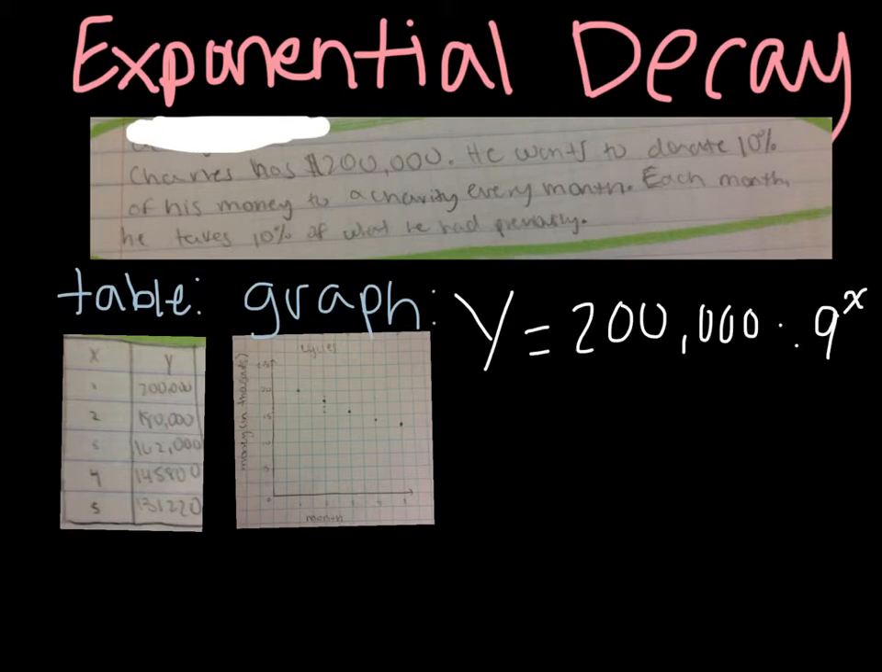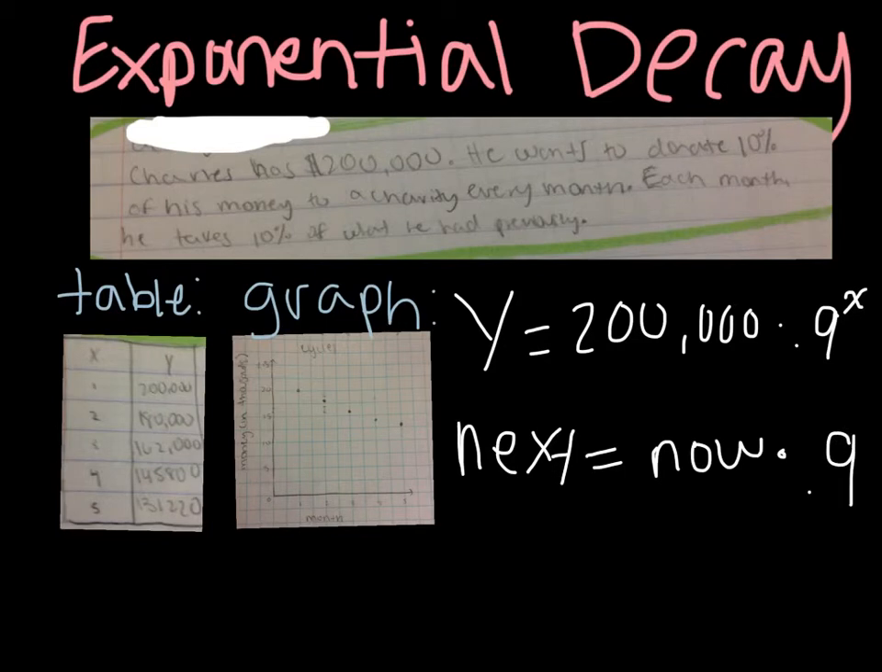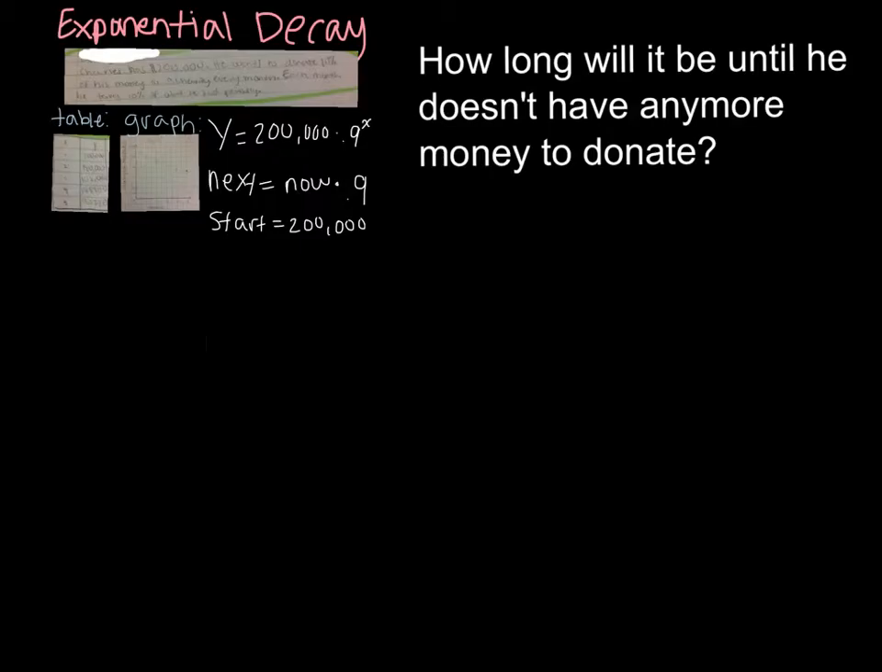y is how much money he has left. Also for this we need to write a recursive rule or a next-now equation: next equals now times 0.9. Our start is equal to 200,000. This problem reads, how long will it be until he doesn't have any more money to donate?